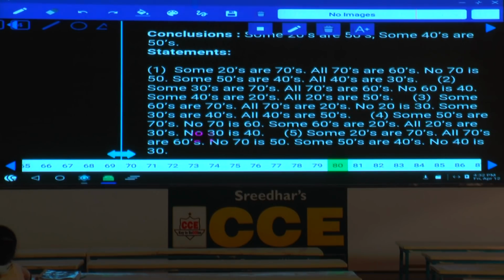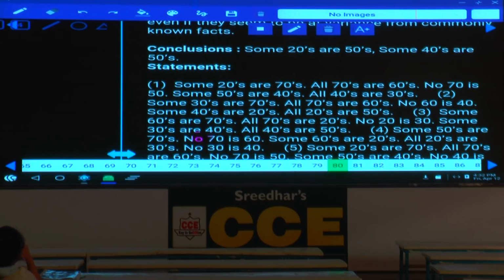Then question number 80. Now in this question number 80, some 20s are 70s. Now 20 is there, here also 20. Now 70 should go and 50 should come. Is there any statement between 70 and 50? No. Because if there is no statement, then you will get a negative conclusion, but if this is an affirmative conclusion, hence this is straight away ruled out. Done with this? Then coming to choice 2.